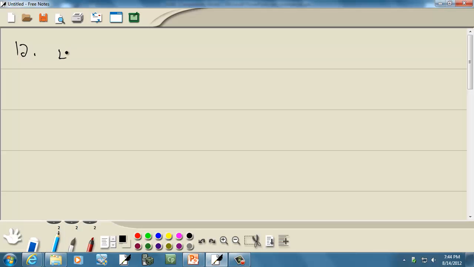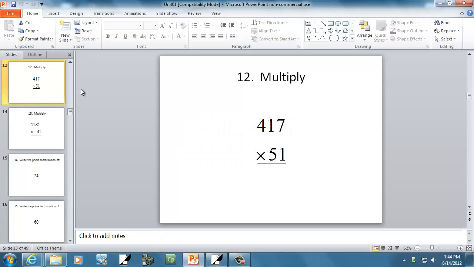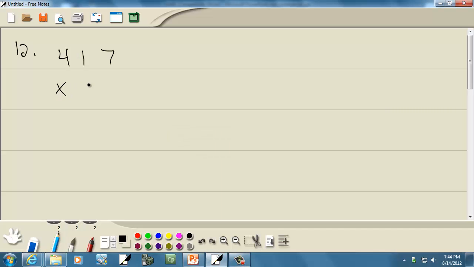And 417 times 51. Now we start with our first digit, the one furthest to the right. So we'll start with the 1, and we'll multiply times everything up here. So 1 times 7 is 7, 1 times 1 is 1, 1 times 4 is 4.